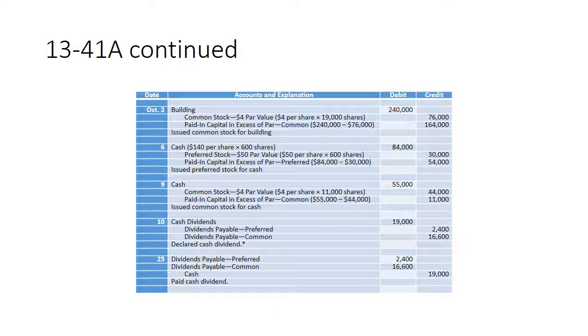On the date of record, there is no journal entry because, if you remember, the date of record is the cutoff date for ownership. People who own the stock on that day are the ones who will get the dividend. And then finally, on the payment date, which is October 25th, we pay out the dividend. So you debit the dividends payable account because you're paying off that liability now, and credit cash. And that's how we handle cash dividends.